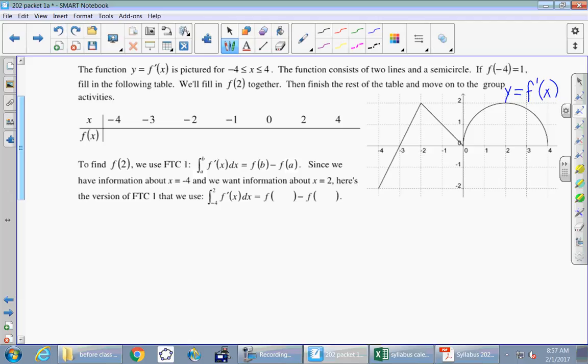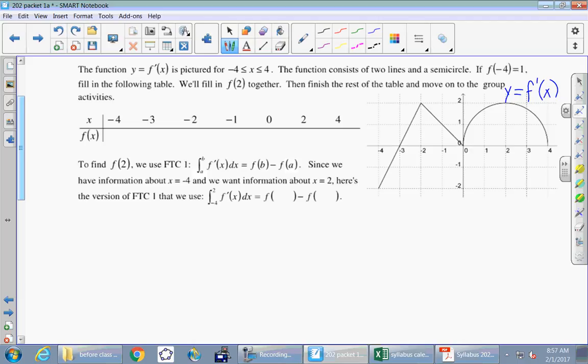It's pictured between -4 and 4 on the x-axis. The function consists of two lines and a semicircle. And then it says f of -4 is 1. That's a particular point that we are now honing in on. So now there's only going to be one graph that actually hits that point right there. F of -4 is 1.